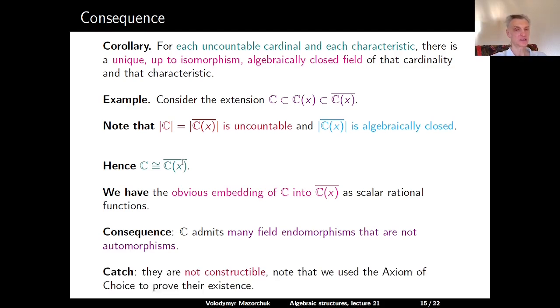And the catch here is that all these endomorphisms are not constructible because we need to use the axiom of choice to prove their existence, or the equivalent Zorn's lemma. So the field of complex numbers admits many non-surjective endomorphisms which we cannot construct.